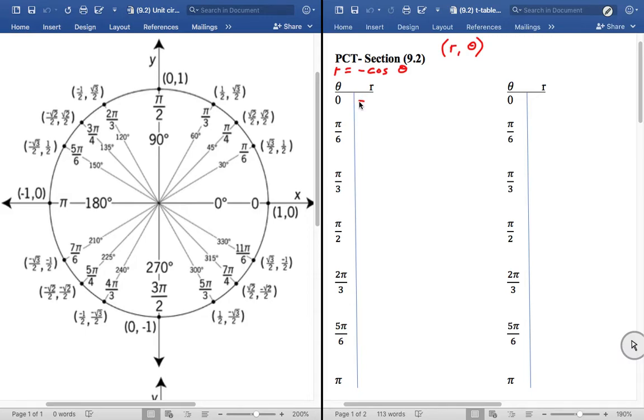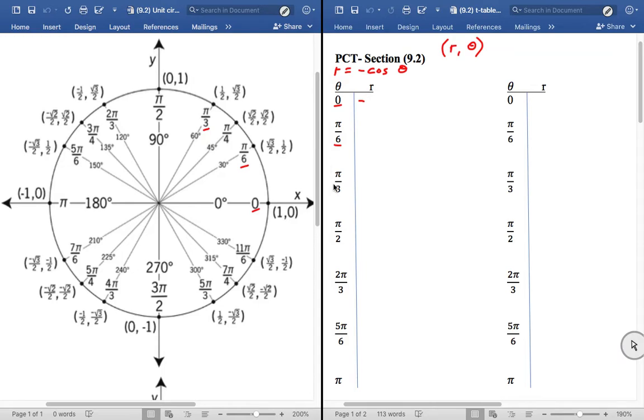Well, why don't we just plug in, I'm going to start here at 0, and notice we're going to plug in different values of theta all the way around the unit circle. Which ones are we plugging in? Well, I'm going to start with 0, which is right here. I picked pi over 6 as a good plug-in. Then I skipped pi over 4, because it's going to get a little mundane if we plug all 12 of these in.